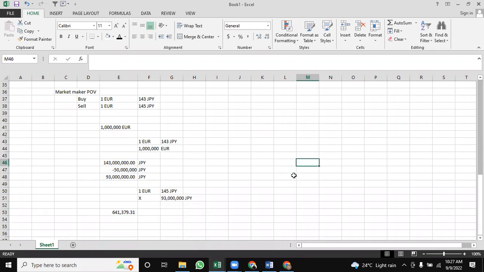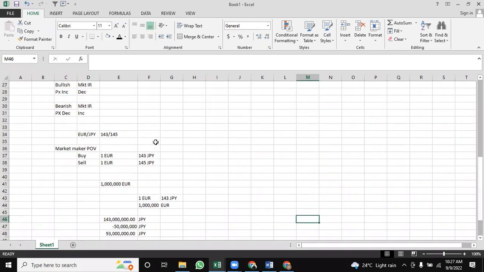Okay. So always understand what the market maker is doing on the base currency. Will he be selling the base currency to you or buying the base currency from you? If he's going to sell the base currency to you, he's going to use the ask rate, which is on the right of the slash. If he's going to be buying the base currency from you, he'll use the bid rate, which is on the left of the slash.